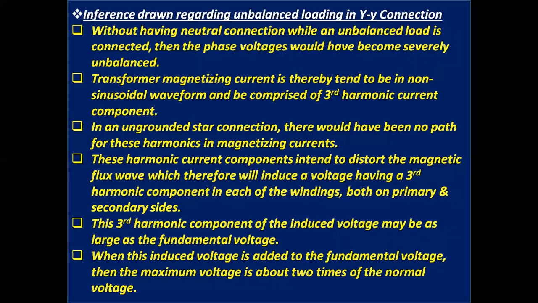Inference drawn regarding unbalanced loading of star-star connection. Without a neutral connection, while an unbalanced load is connected, the phase voltages would become severely unbalanced. Transformer magnetizing current tends to be non-sinusoidal in waveform and comprises a third harmonic current component. In an ungrounded star connection, there would be no path for these harmonics in magnetizing currents. These harmonic current components distort the magnetic flux wave, which will induce a voltage having a third harmonic component in each of the windings, both primary and secondary sides.